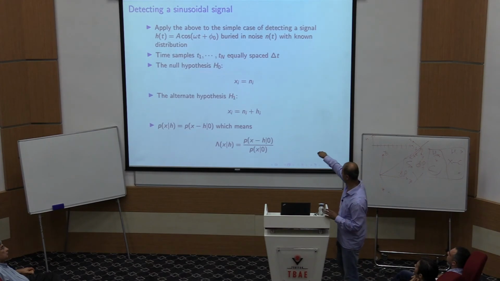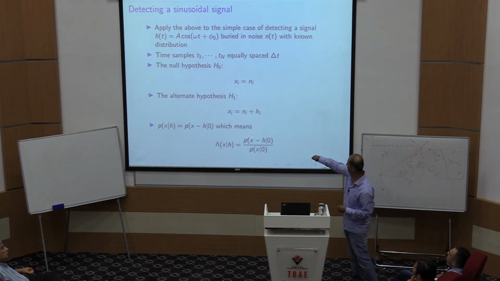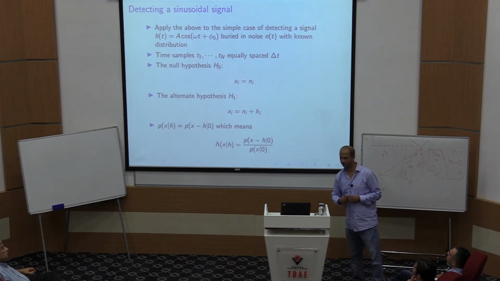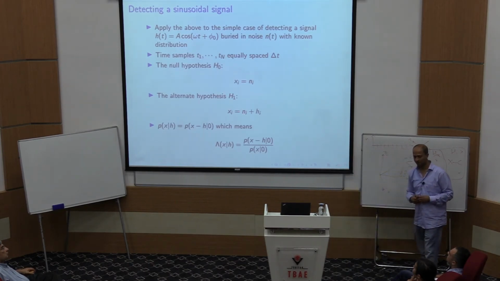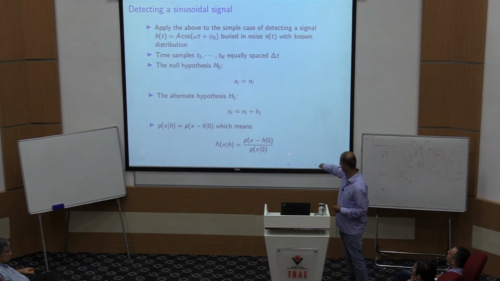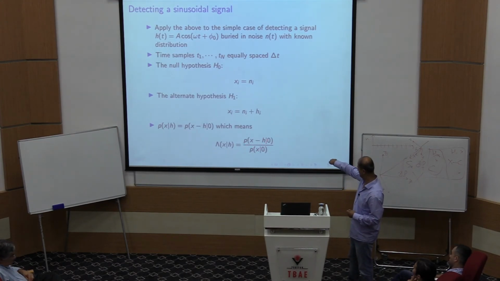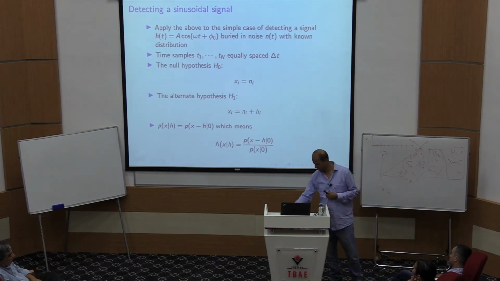So again, you have some time samples, call them t1 to tn, let's say equally spaced, with some spacing delta t. So again, we have two hypotheses. Either x is just noise, or x is noise plus a signal. And once again, you compute this likelihood ratio. So this x minus h and n of x.